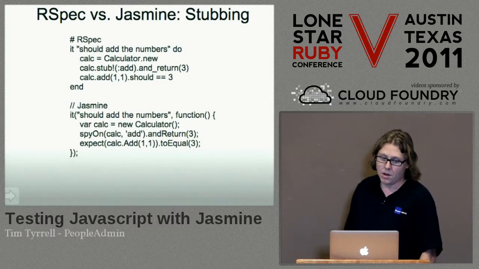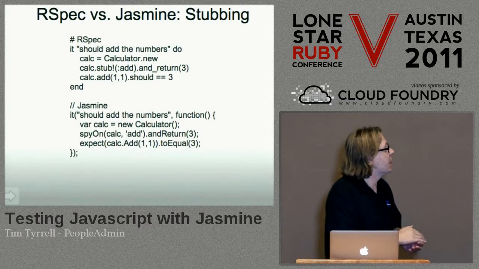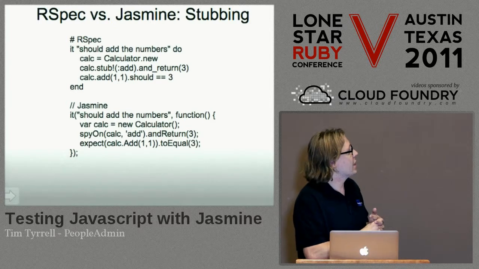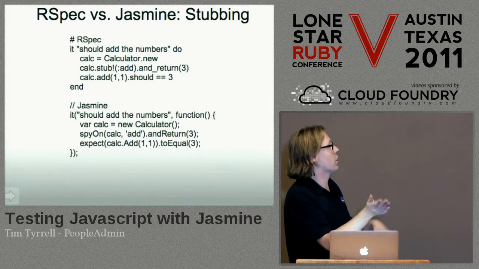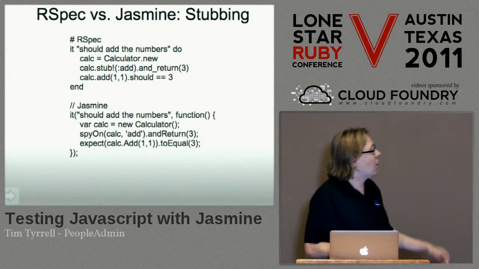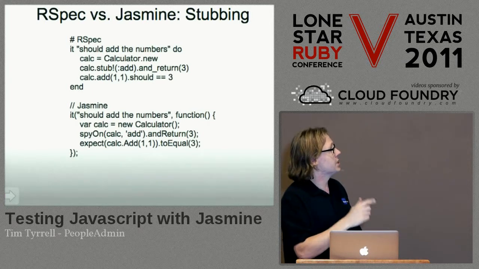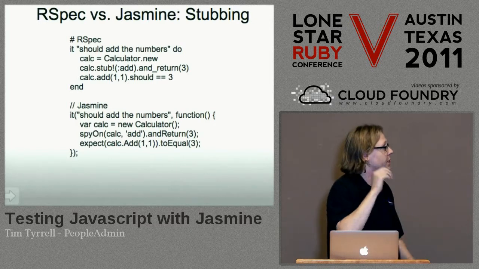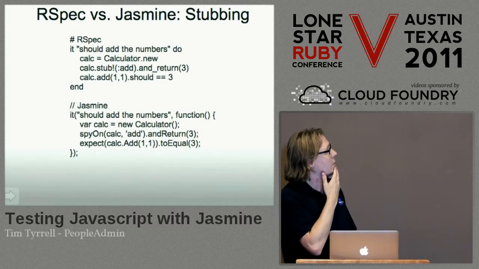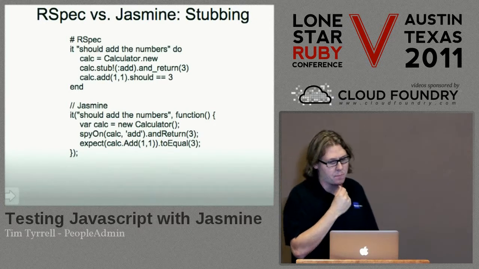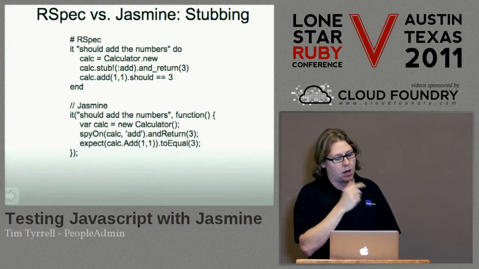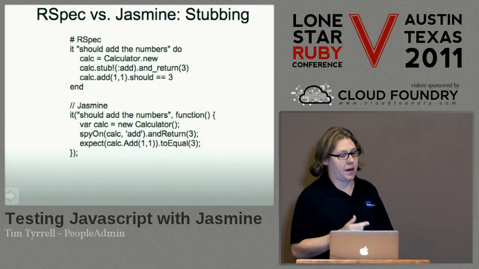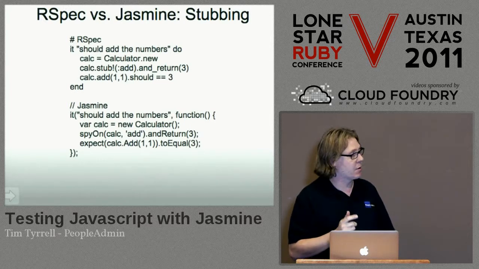Stubbing with RSpec is the built-in stub. Basically, if add's called, it's sort of, hey, no matter what, we're going to return 3. So if you call calc.add 1 plus 1, the stub comes in there, basically intercepts it, returning 3, and that will pass. With Jasmine, there are spies. What Jasmine says a spy is, with spyOn, you remove the specified function from the object and replace it with a spy.